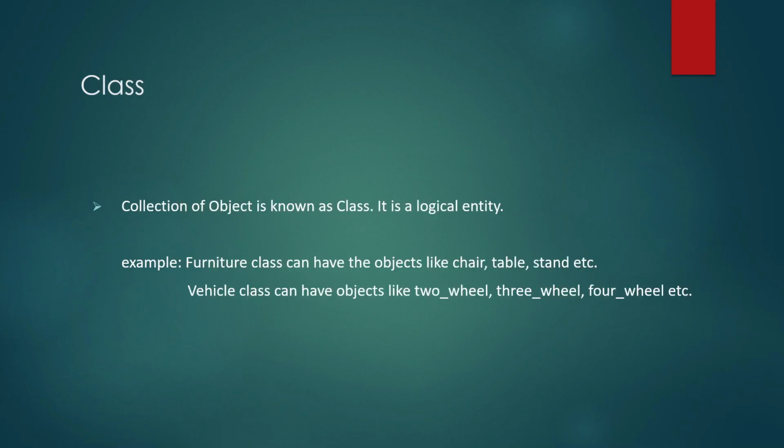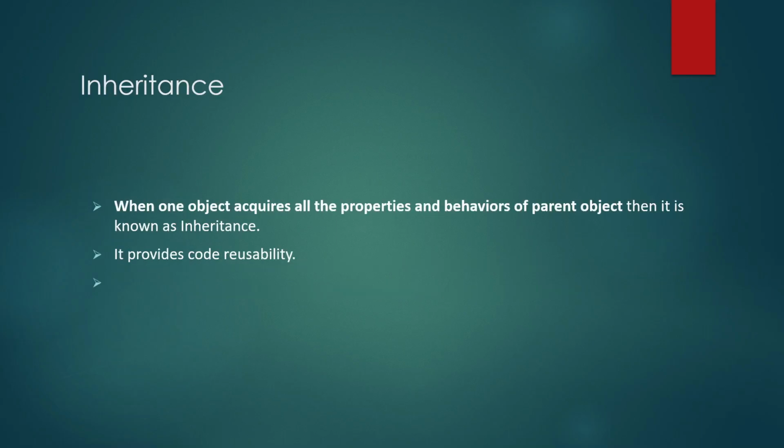Now, what is a class? The collection of objects is known as a class. For example, vehicle is a class which describes objects like two-wheeler, three-wheeler, four-wheeler, six-wheeler, etc. Similarly, we can define a class like furniture, which can have objects such as table, chair, stand, cupboard, bed, etc. Now, there is inheritance.